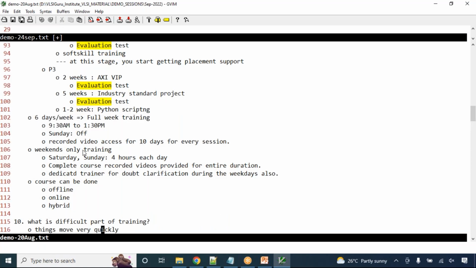When it comes to weekends only training, it will be on Saturday and Sunday, 4 hours per day. I know some institutes might be doing 8 hours of training per day. It's quite difficult actually. Someone who is already working for 5 days, and again making them do Saturday and Sunday 8 hours on Saturday, 8 hours on Sunday, it's very difficult actually. So rather what we decide is 4 hours is the ideal time. I mean, how much you can spend, and remaining time you can take care of your personal activities, right?